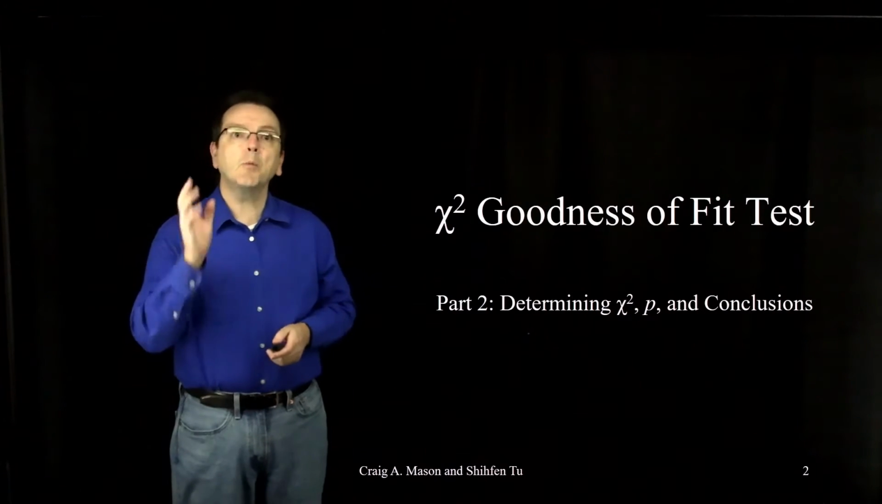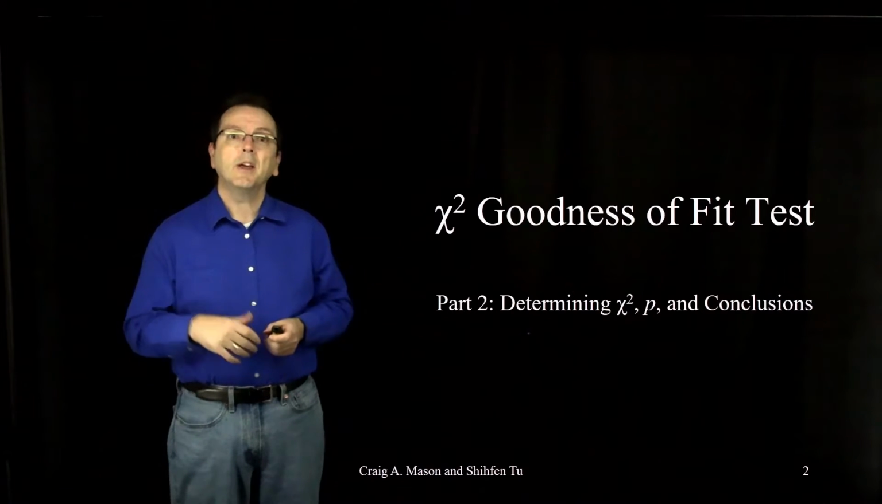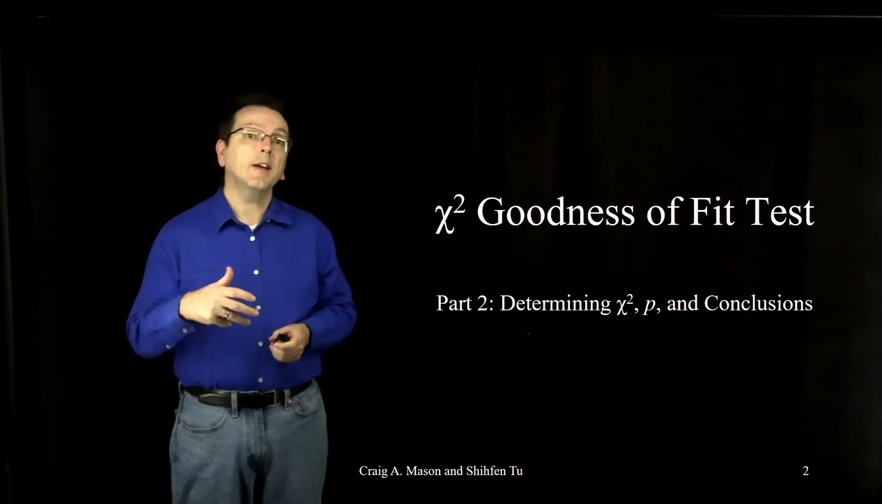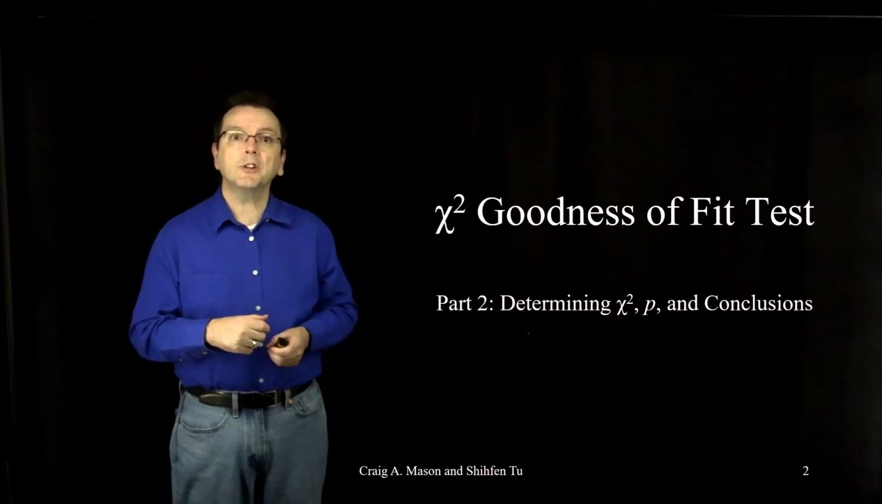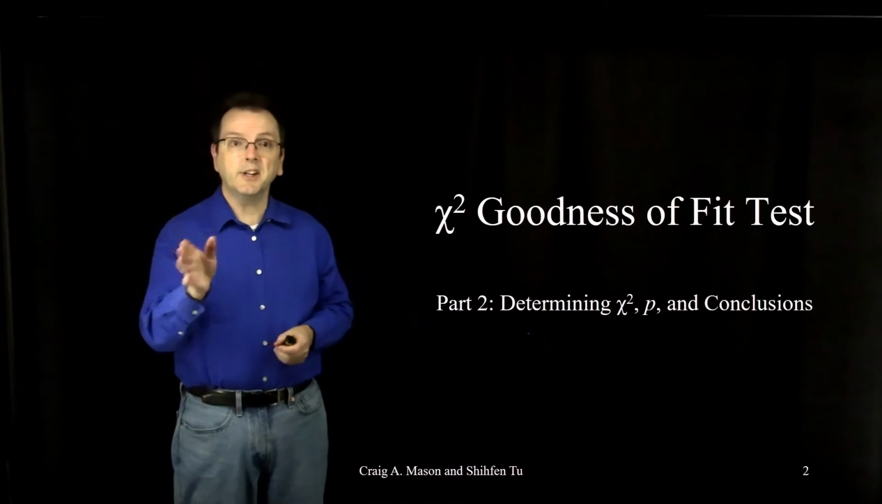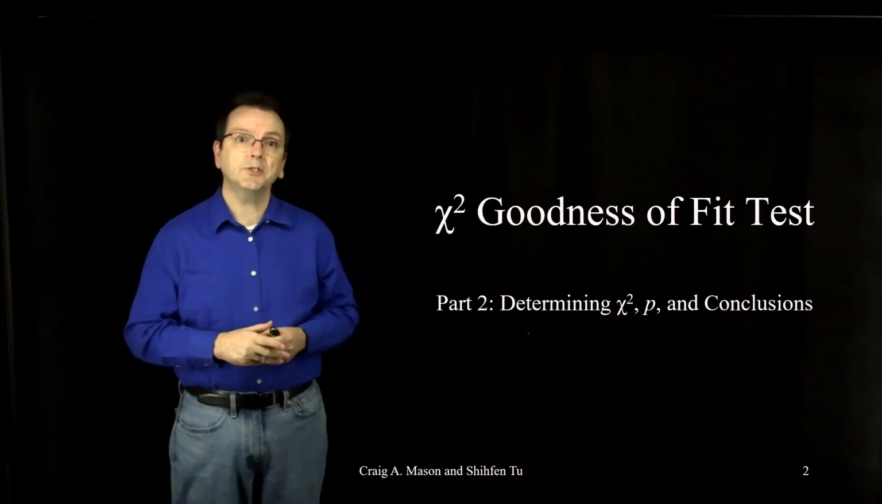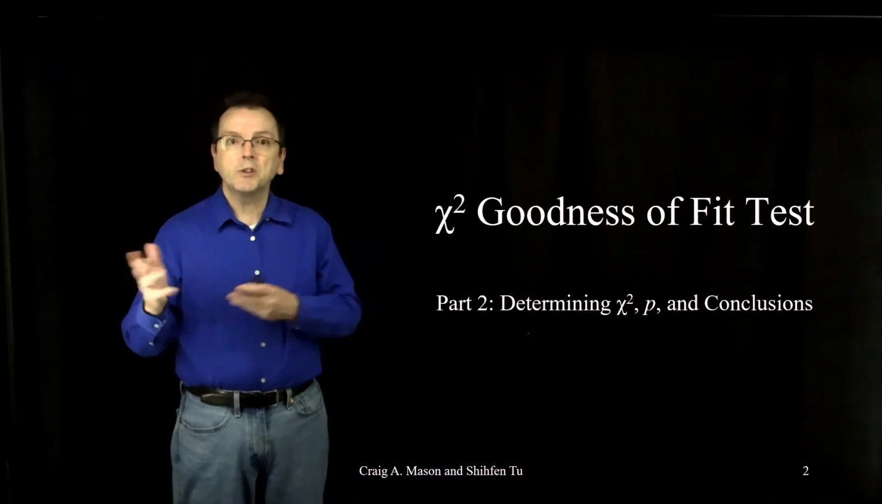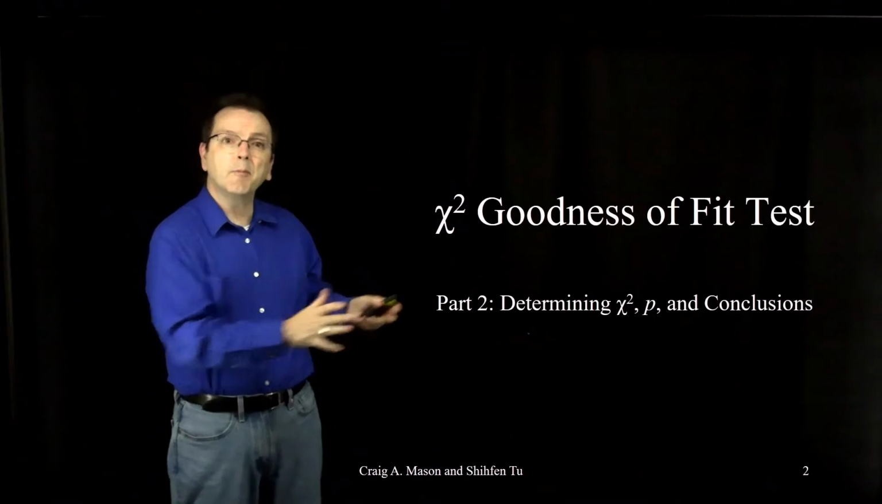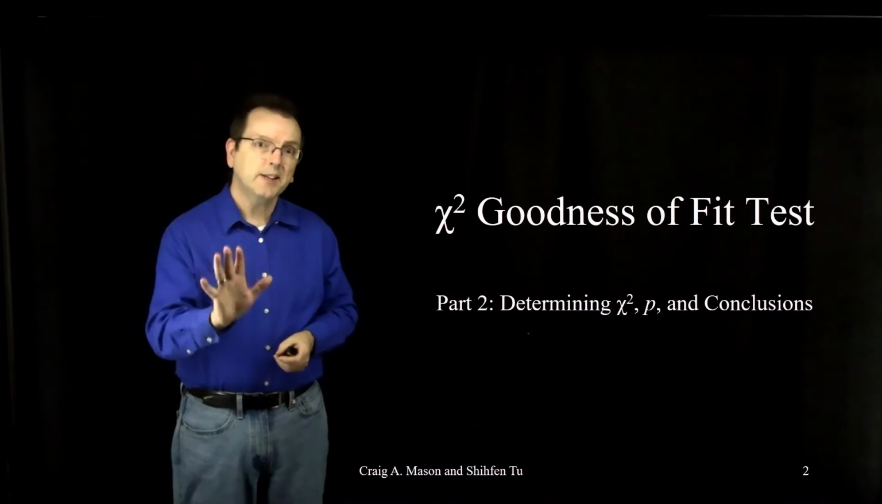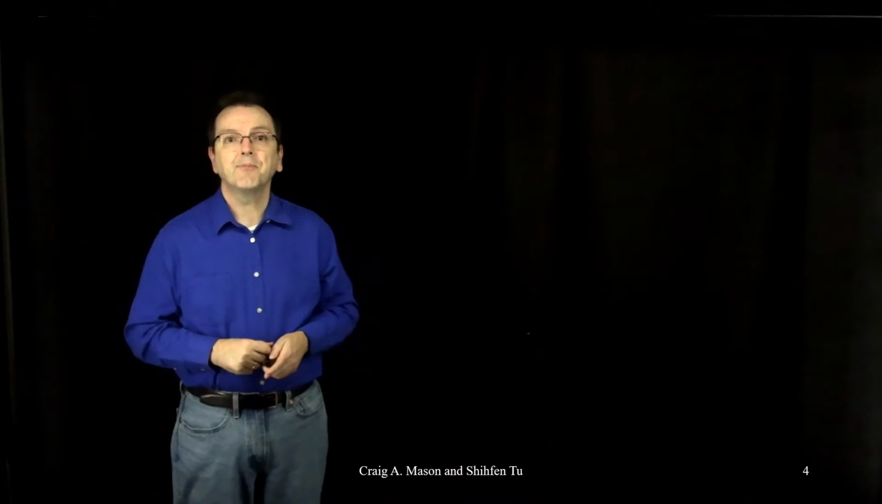Now, previously we were working on an example in which we wanted to see whether the number of students who attend hockey games is proportional to the number of students in each college at a university, or whether more students attended from some colleges and fewer attended from other colleges. Let's pick up where we left off.